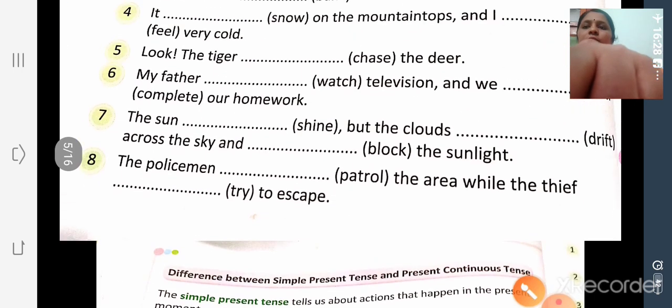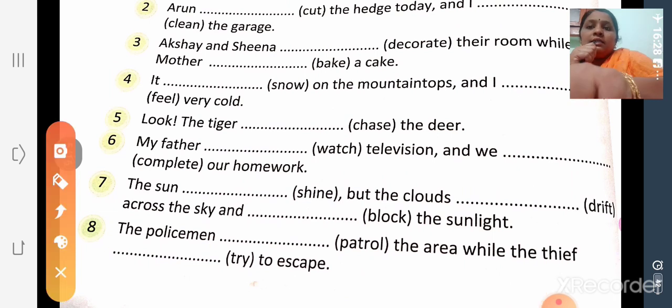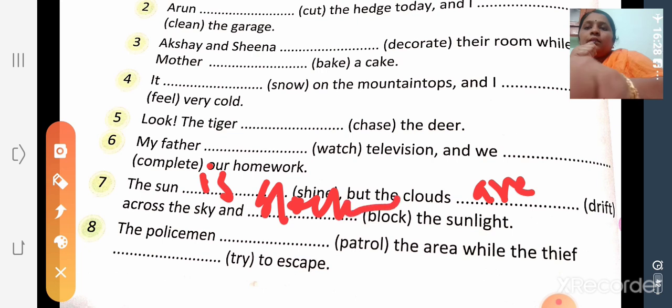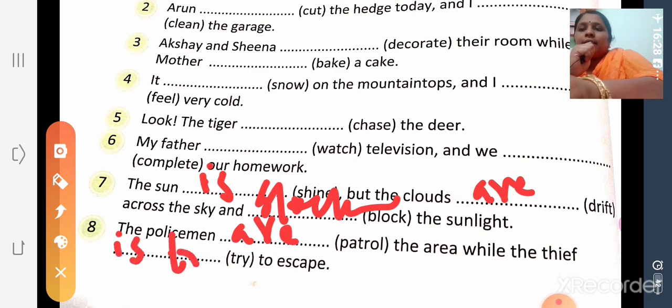Okay, then the sun is shining. The sun is shining, but the clouds are drifting. Clouds, plural, are drifting across the sky and blocking the sunlight. The policemen are patrolling. Men, plural, so are patrolling the area while the thief, singular, is trying to escape.